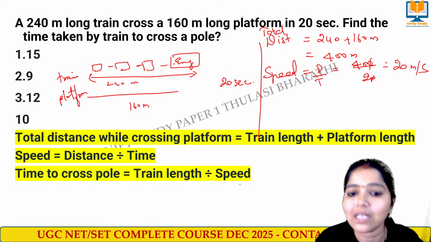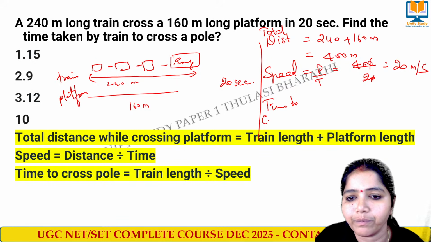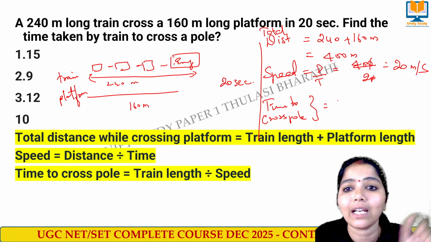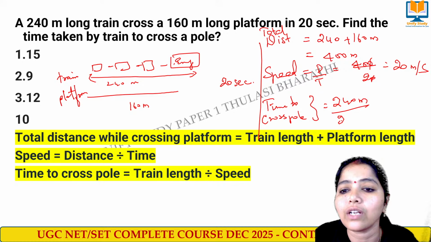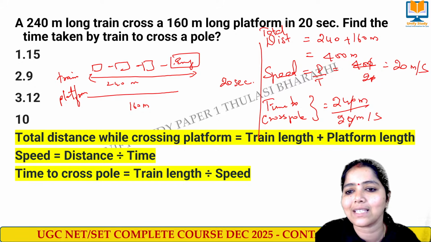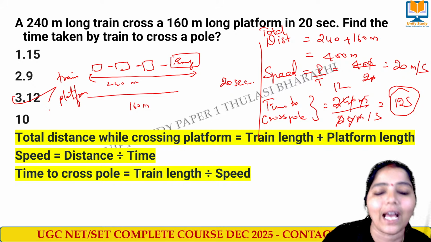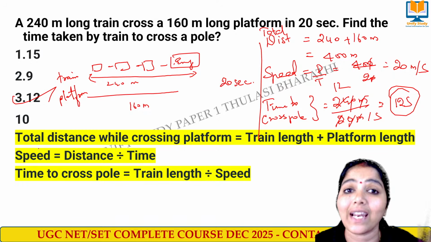The time to cross the pole is what? The train length divided by the speed. At what time does it cross that pole? The length of the train is 240 meter, and 20 meter per second is the speed. So when I cancel, what will I get? Meter will get cancelled, the seconds come here. 12 seconds. So 12 seconds is the time taken to cross that pole. Right? These are some formulas that we can write down.